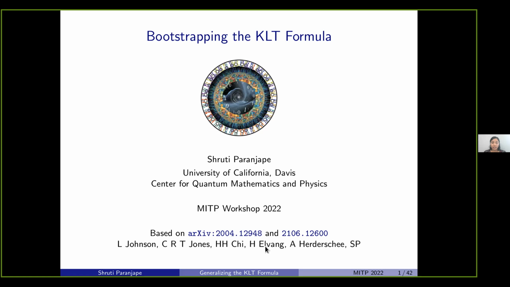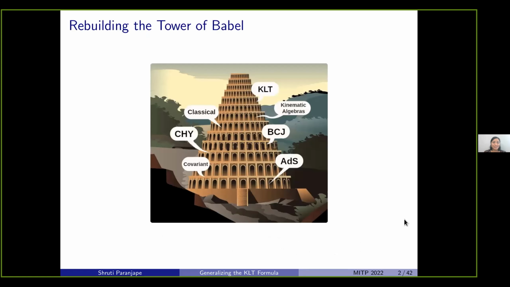My talk today is titled Bootstrapping the KLT Formula, and it's mostly based on this paper that I wrote with Henrietta Elvang, Callum Jones, Aidan Hodashi, and Huanhang Chi. And I'll also say a few things about the massive double copy, which is based on a paper with Laura and Callum.